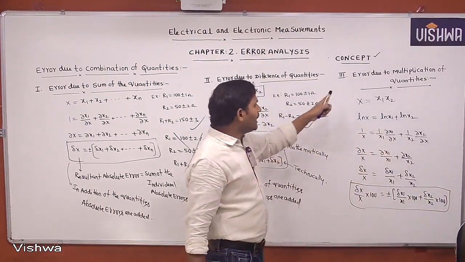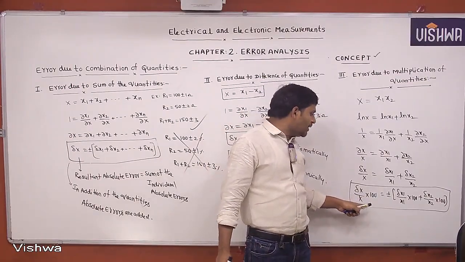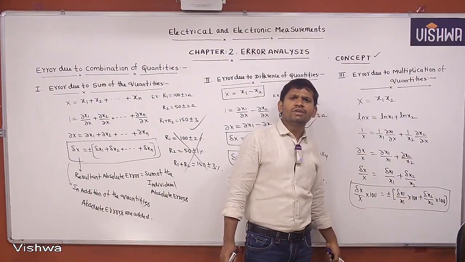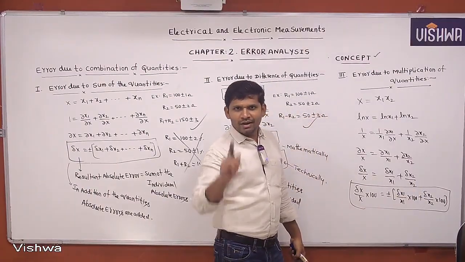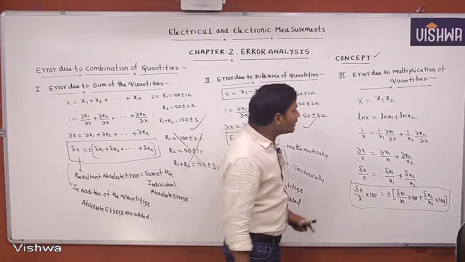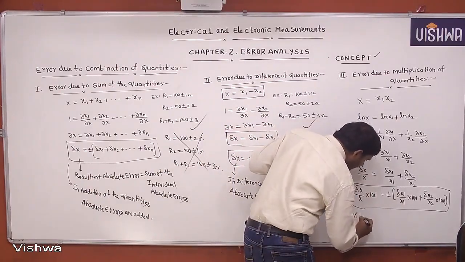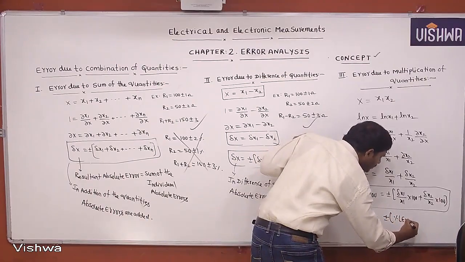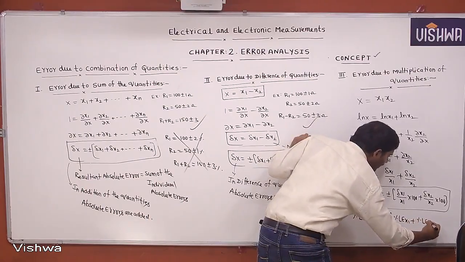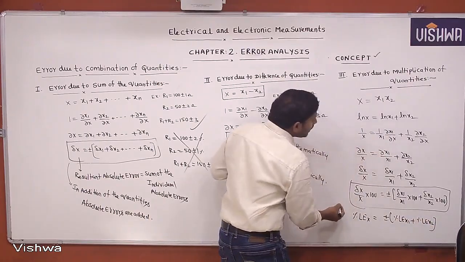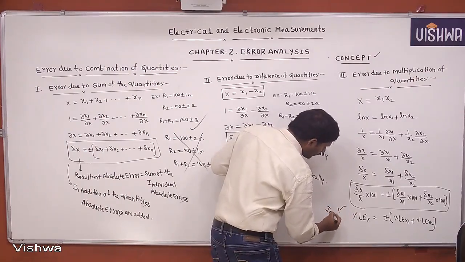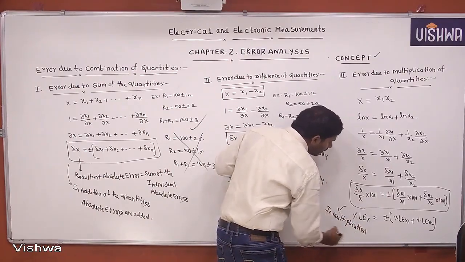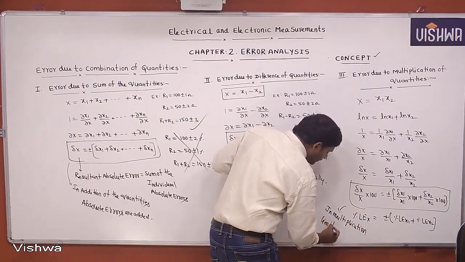Therefore, in multiplication of quantities, resultant limiting error equal to sum of the individual limiting errors. That means in multiplication of quantities, which errors can we add? Limiting errors, not absolute errors directly. Understood? Therefore, percentage limiting error in x equal to plus or minus percentage limiting error in x1 plus percentage limiting error in x2. Therefore, in multiplication of quantities, limiting errors are added.